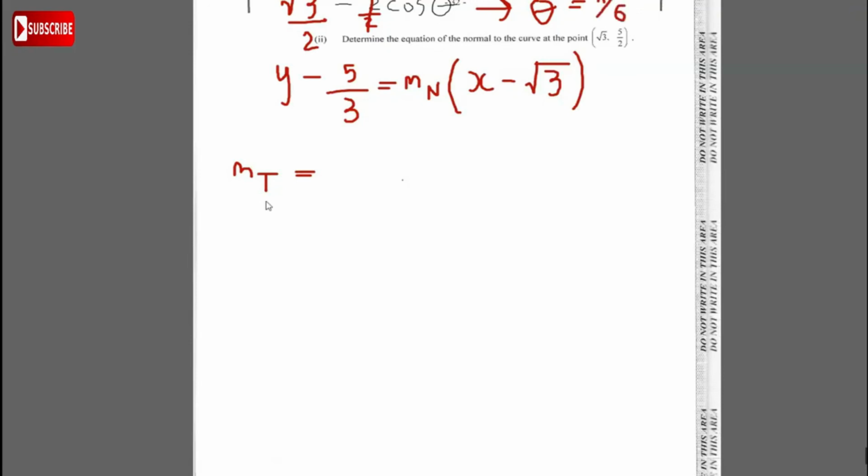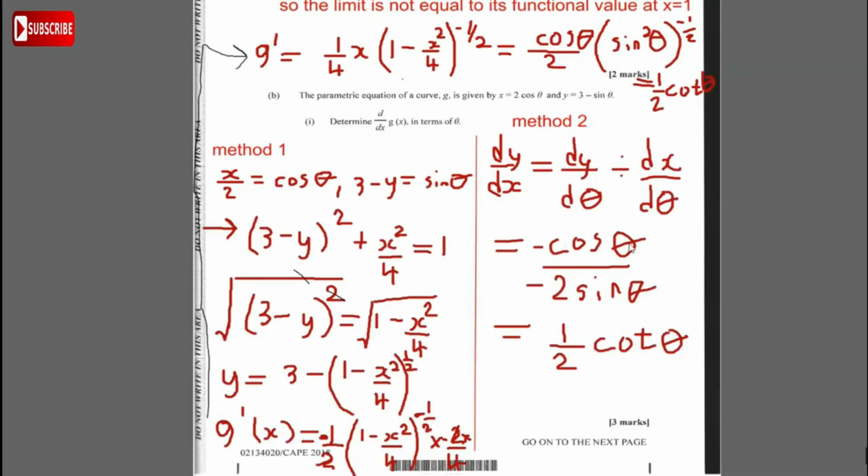So we're finding the gradient of the tangent when theta is pi by 6. Just want to let them know right there. So the gradient of the tangent is going to be, you plug in theta as pi by 6 in here. So the gradient of the tangent is the cos of pi by 6 divided by 2 times the sine of pi by 6. That will give you the gradient of the tangent.